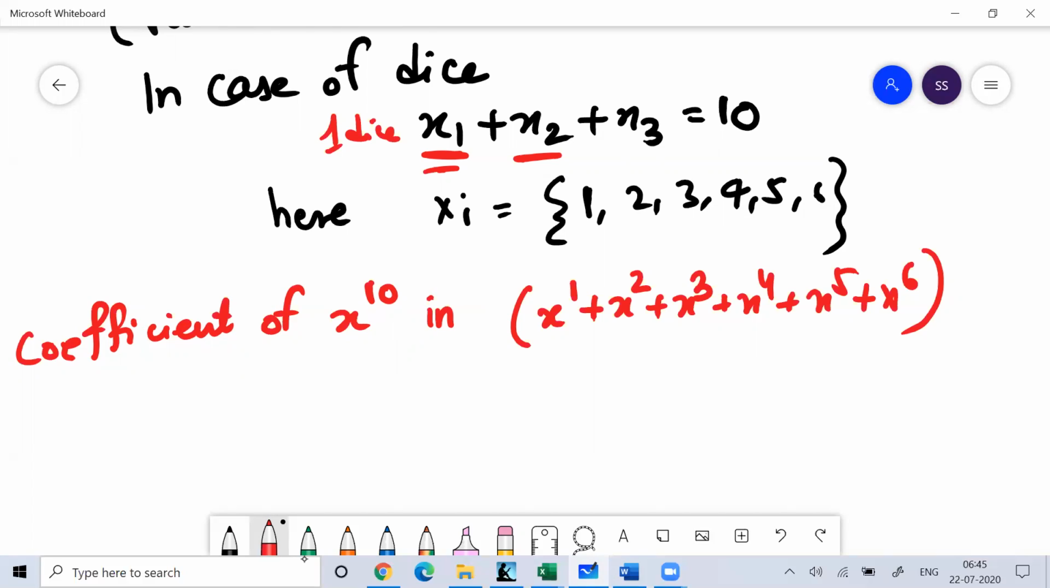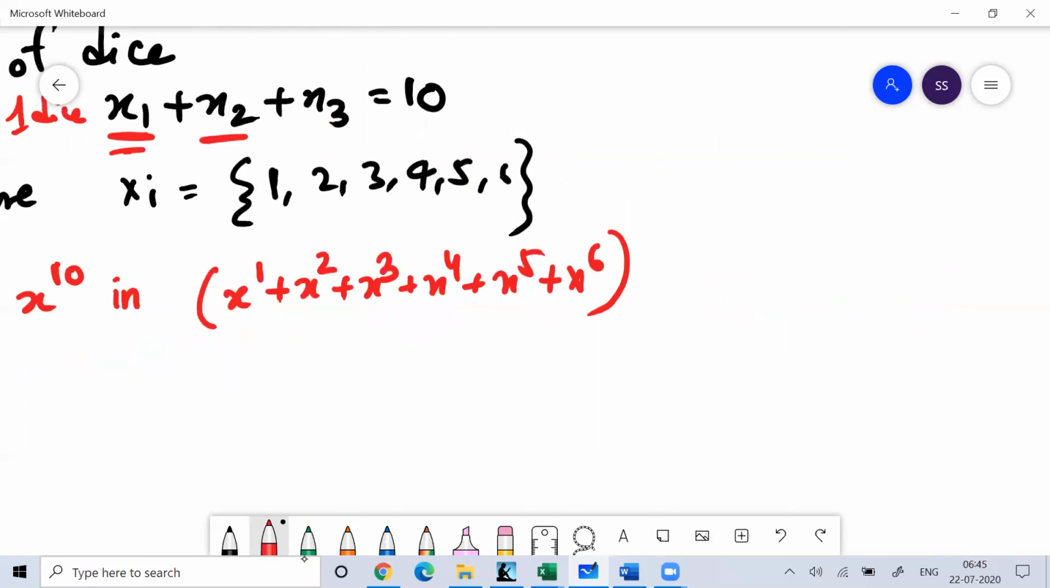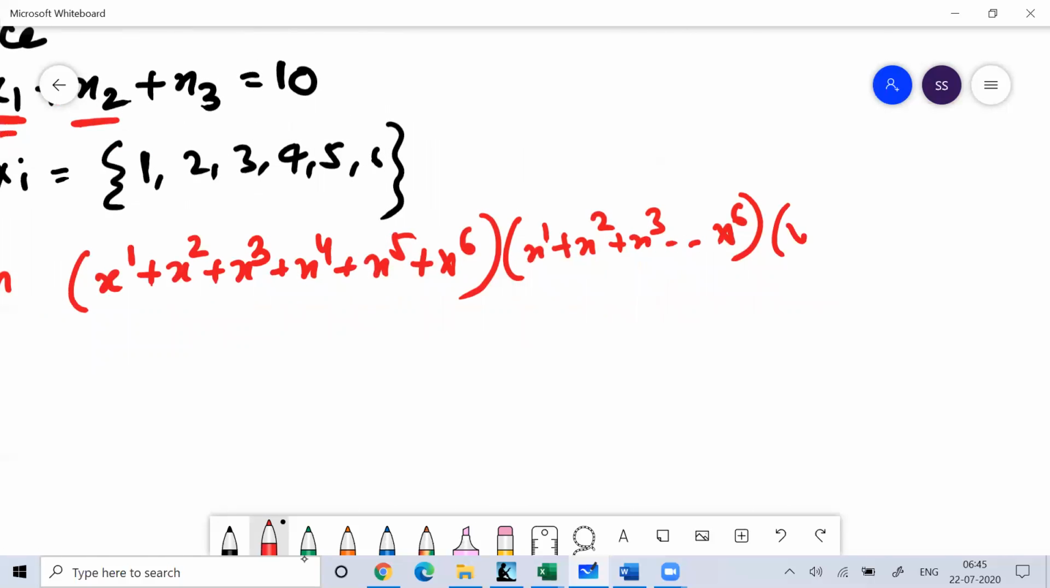So we'll work on this concept. The coefficient of x to the power 10 in this set of possible outcomes on one die. Similarly on the second die you'll get the same answer, and for the third die also. If I ask about all three dice together, the set of all possible outcomes would be x to the power 1 plus 2 plus 3 till x to the power 6.